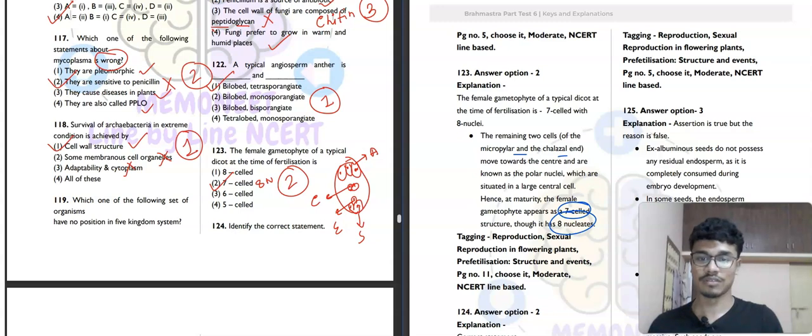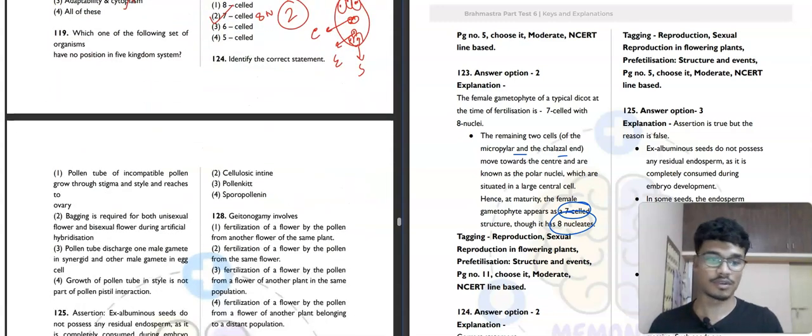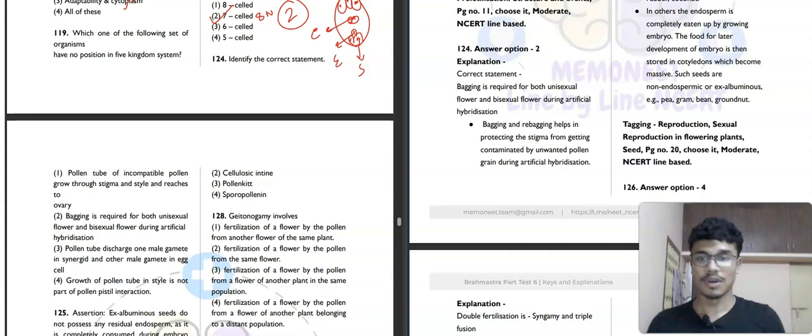Now moving to the next question, that is question number 124. What is it saying? Identify the correct statement. First is given, pollen tube is incompatible, pollen grows through stigma and style and reaches the ovary. This is not correct, because when the pollen tube is compatible, then pollen grows through stigma and reaches the ovary. Okay, it is not correct.